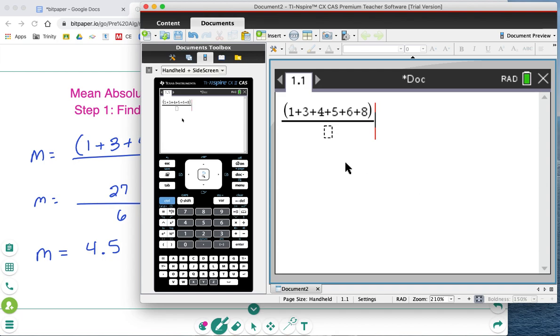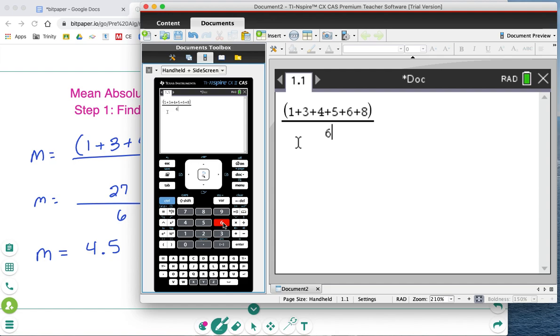If you take out your calculator or the calculator software, you'll notice that I did Control Divide to get my fraction. Then I put my parentheses in because I want the computer to add all of these numbers first, and then divide by 6. For our work, you add these numbers first and you'll get 27, and then you do 27 divided by 6. Remember that if we want it to be a decimal, we do Control Enter, and that gives us our 4.5.